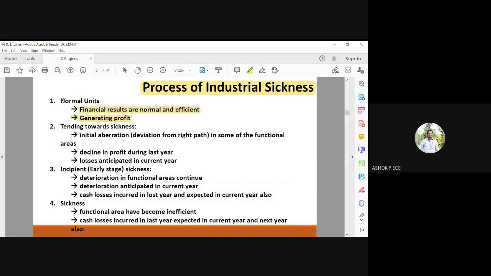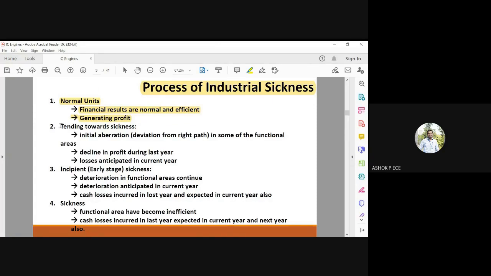So initially everything is good. You started a company, you have started producing the products, and everything is getting sold in the public domain, and the market surveys are going to be very good in your favor. Whatever you have invested, you will get a good return on investment, and you're going to generate the profit. So this is the normal unit, where the financial results are going to be very good and efficient.